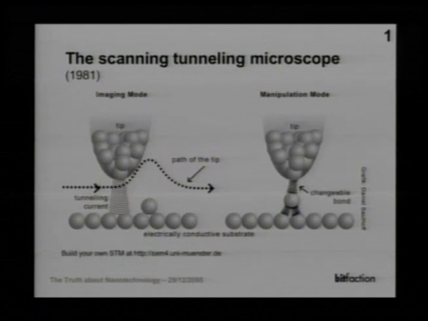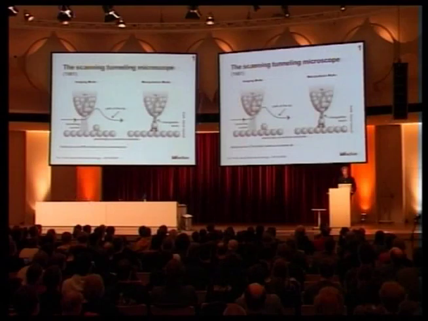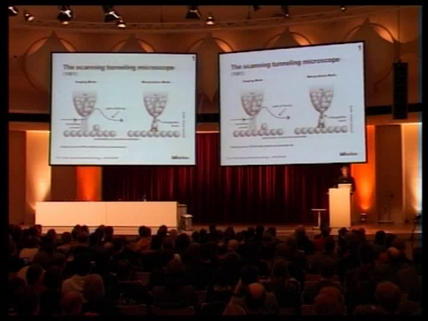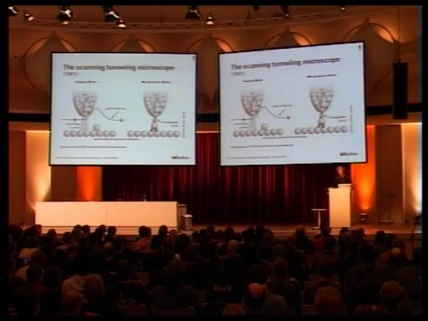So Gerd Binnig and Heinrich Rohrer worked at IBM in the late 70s. They invented the scanning tunneling microscope, and you could say it's like a Swiss knife of nanotechnology because you can do a lot of things with that. It took them 27 months to have the first measurement with this tool. And originally they wanted to do something completely different, as it is quite often in science. So it was more like a random discovery or random invention.